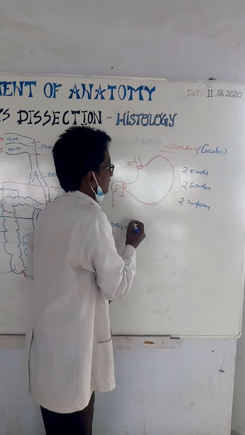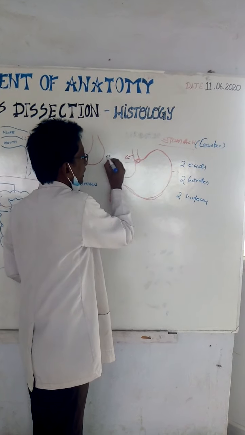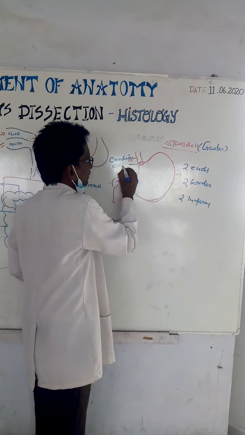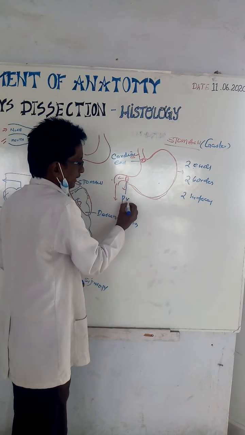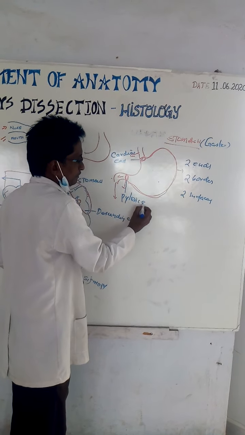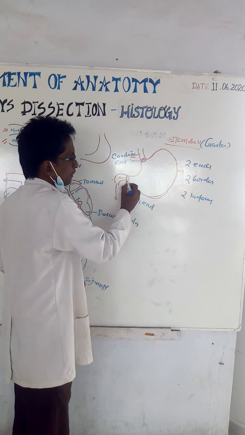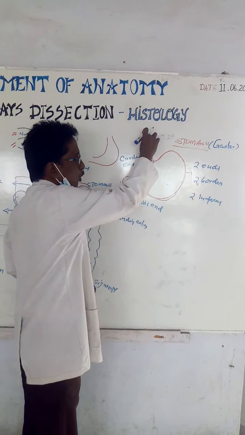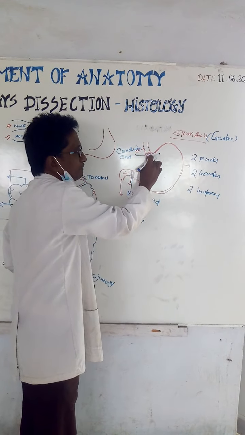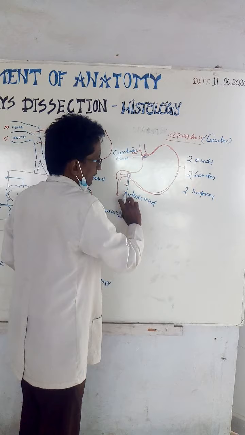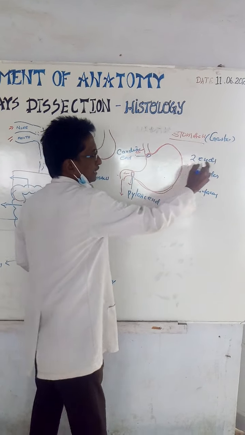Two ends, what are the ends? This is the cardiac end, because it is very near the heart. This is the pyloric end. Very important, pyloric end. The cardiac end is where the lower end of the esophagus joins the stomach. Then the second end is the pyloric end. These are the two ends.